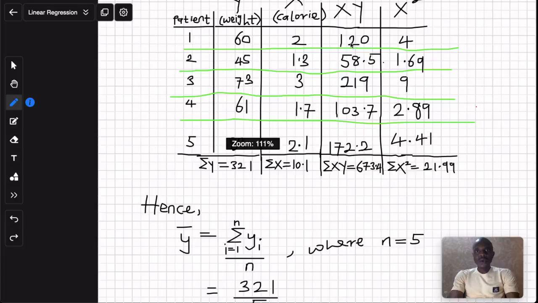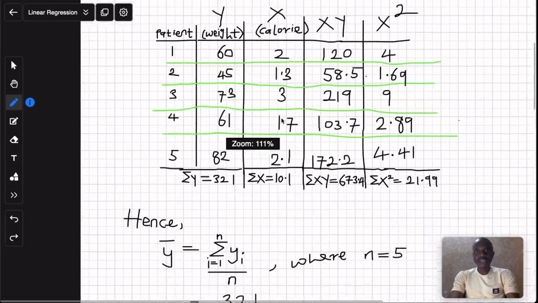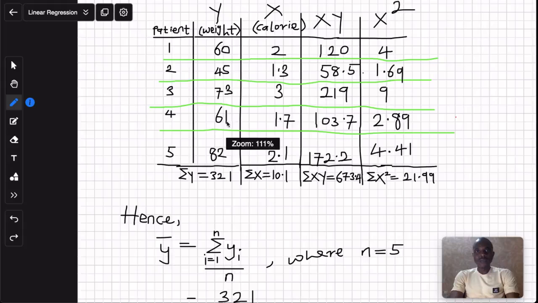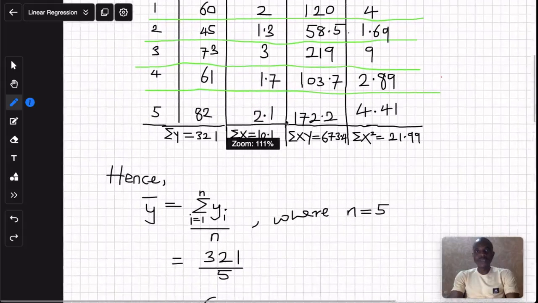Now, to obtain this one, this means x times y. So 60 times 2, 120, 45 times 1.3, 58.5, 73 times 3, 219, 61 times 1.7, that's going to be 103.7, 82 times 2.1, that's going to be 172.2.